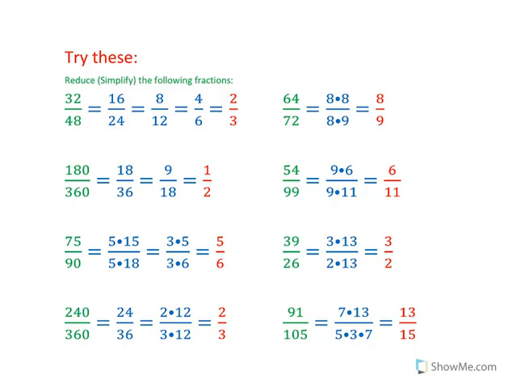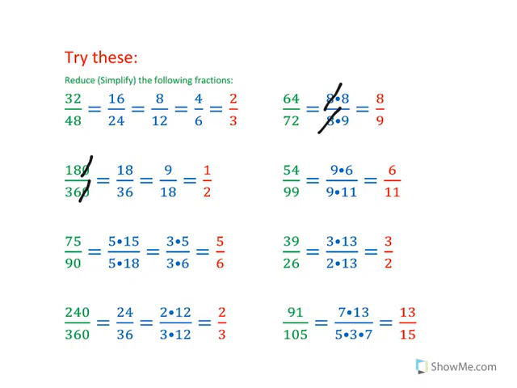All right, 64 over 72, I decided to take bigger numbers. I knew 8 went into both of those. So 64 is 8 times 8, and 72 is 9 times 8. I can get rid of my 8s, and I'm left with 8 over 9. 180 over 360, I got rid of my zeros. 18 over 36, cut it in half, 9 over 18. At that point I said, oh, that's equal to a half.